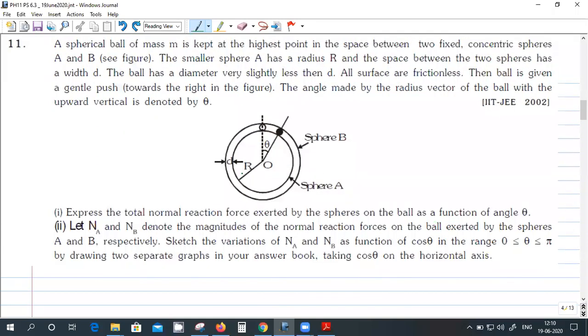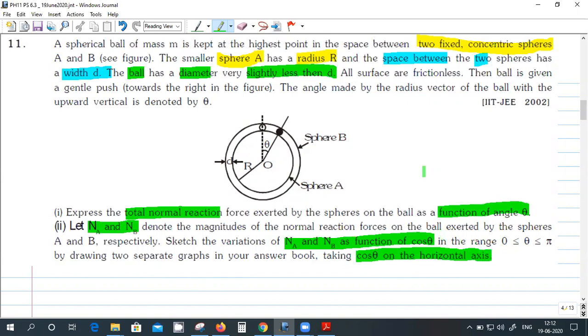Okay, try this one. Try to understand the question. Sir, it is a very bad question. Understood the question? Sir, I'll read again.